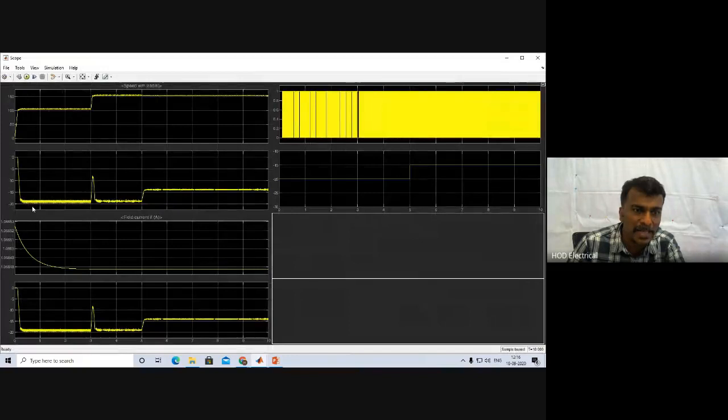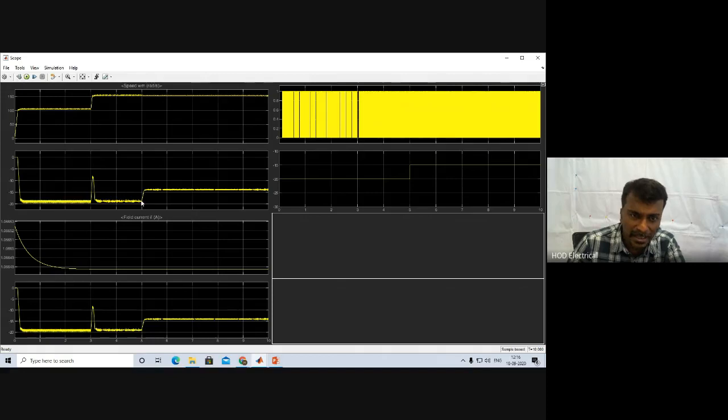the armature current. In this armature current, initially the load is 20 Newton meter, right? Therefore, the generated current is more, more than 20 amps. Then at this point, the speed is increased to 150. Due to that, there is a transient in the current. The current increases, but it's a transient period. Then again it settles down to 20.